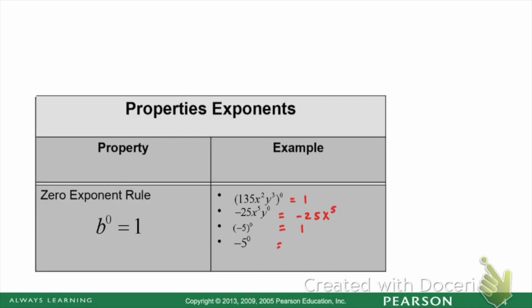Okay, so this last one, there's no parentheses. So this negative is chilling out by itself. Leave it alone, don't touch it. That's really the opposite of whatever 5 to the 0 power is. So 5 to the 0 power is 1, but that negative is still out front, so your final answer is negative 1.